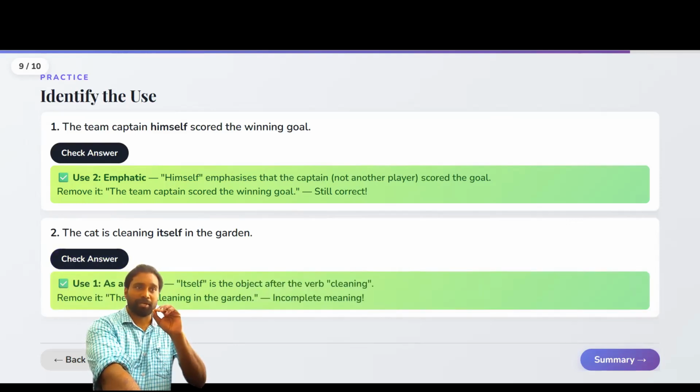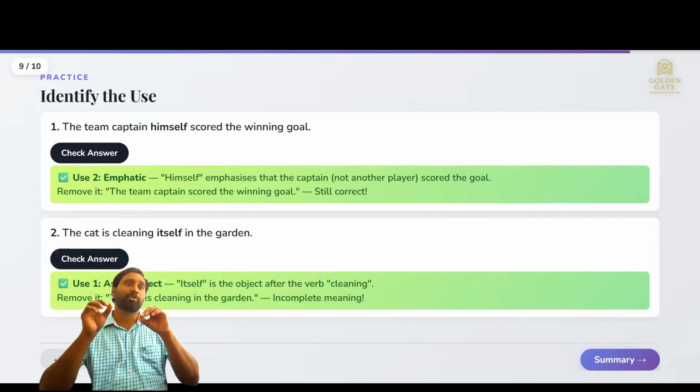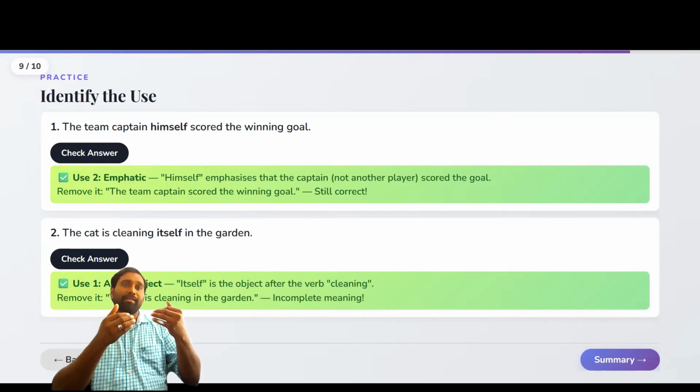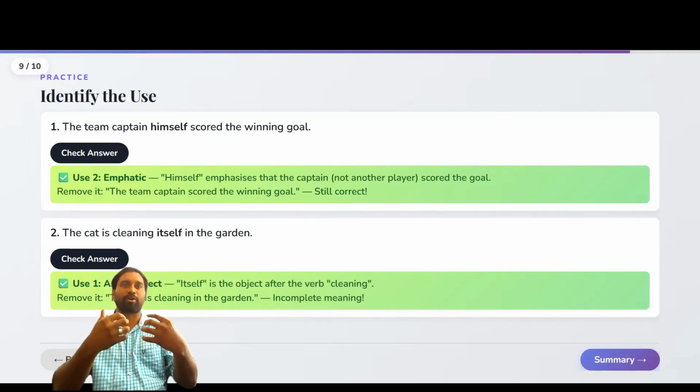Correct. As an object. In this sentence, itself is the object of the verb cleaning. The cat is cleaning itself. The action reflects back to the cat. And when we removed it, what happens? The sentence lost its meaning. Okay. Excellent work. I really believe that you are really getting the hang of this.